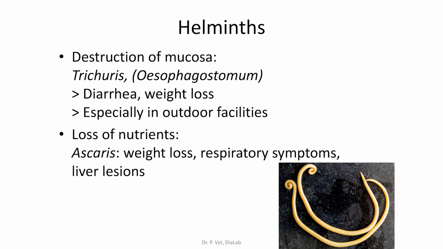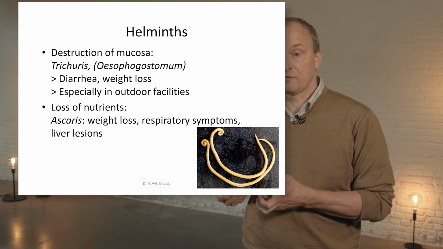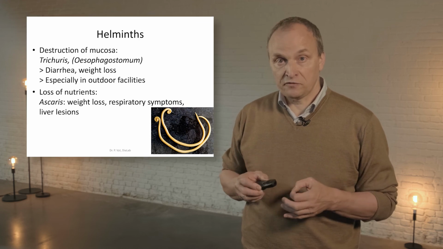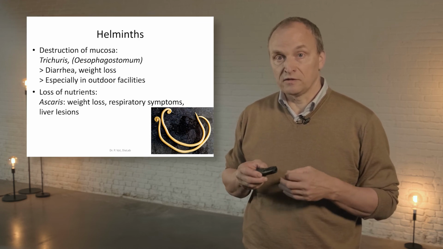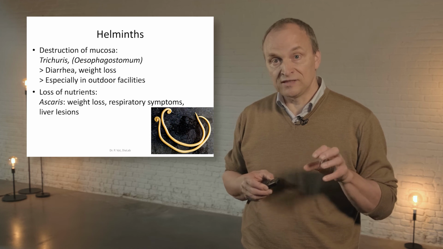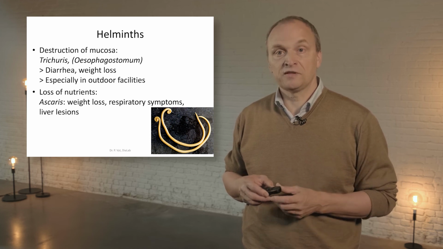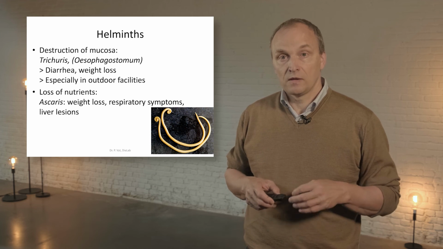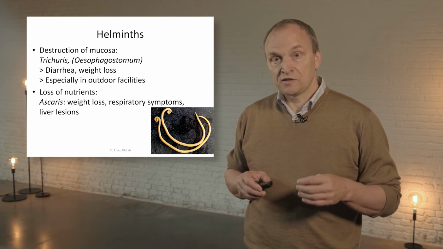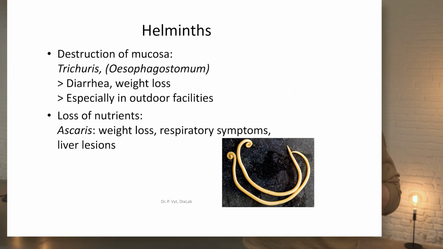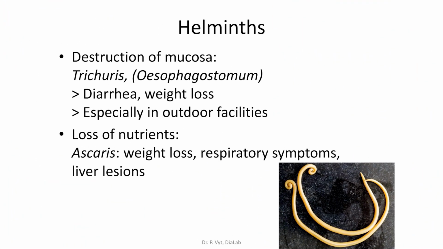Next to intracellular parasites, we also have worms. The most important nematode for enteritis in pigs is Trichuris. You also have Oesophagostomum, but it's less prevalent. When you have an infection with Trichuris, you have weight loss and diarrhea due to mechanical destruction of the intestinal mucosa. Especially in conditions where you have straw or an outside environment where pigs have access to.